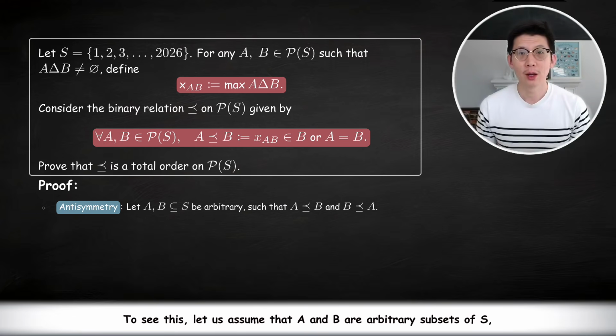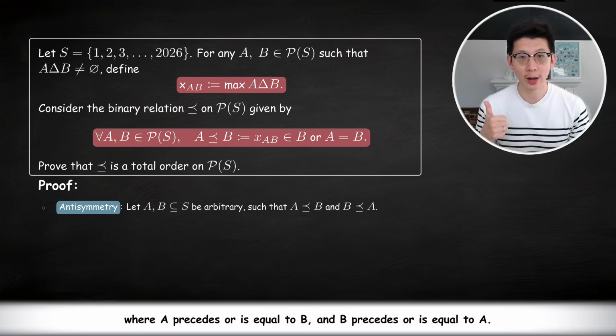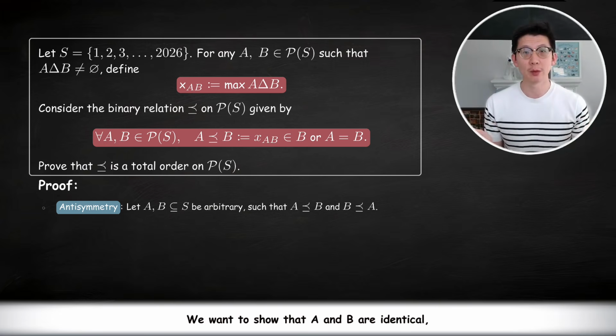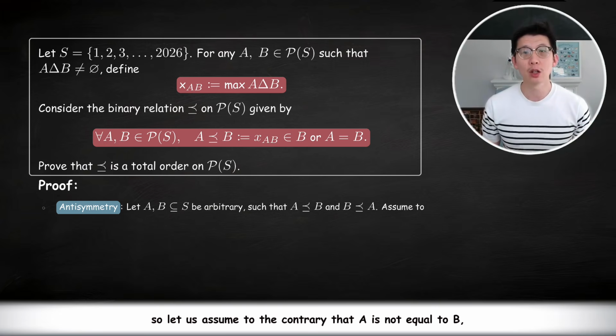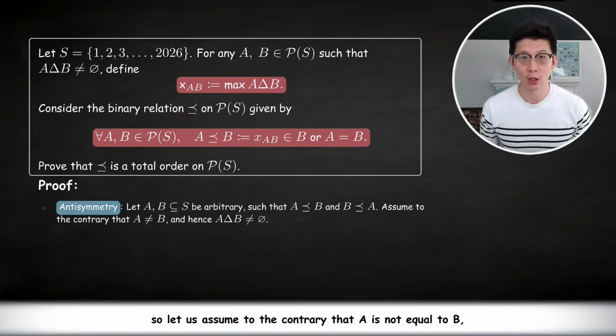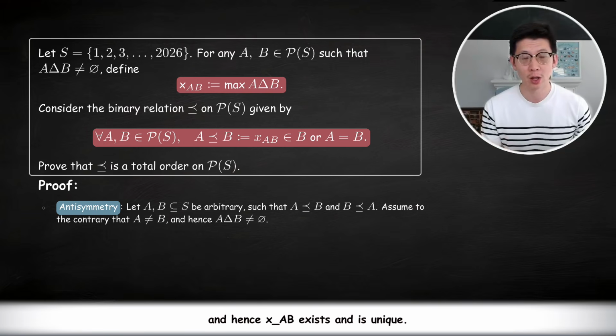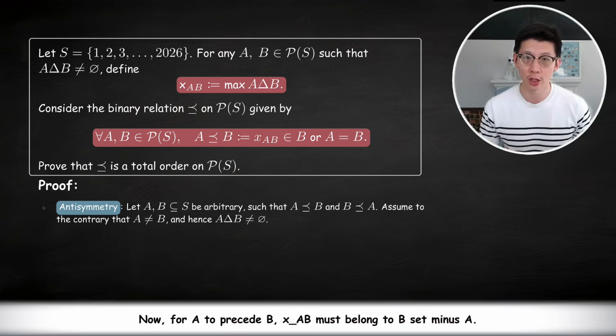To see this, let us assume that A and B are arbitrary subsets of S, where A precedes or is equal to B, and B precedes or is equal to A. We want to show that A and B are identical. So let us assume to the contrary that A is not equal to B, in which case we will have the symmetric difference A delta B is non-empty, and hence XAB exists and is unique.